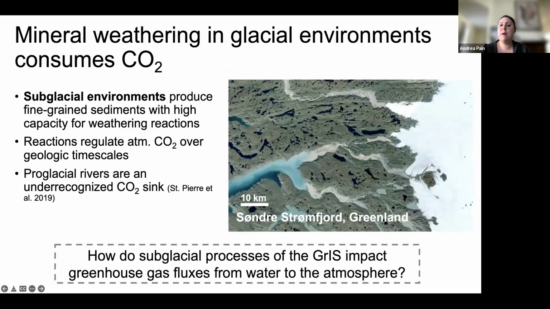Another factor we need to think about when we're talking about glacial environments, however, is the dynamics of inorganic reactions. So glaciers produce a lot of fine-grained sediment due to physical erosion mechanisms under the glaciers. And these mineral surfaces have a really high capacity to participate in mineral weathering reactions. So the typical thought, or the classical view of these glacial systems is that all of these mineral weathering reactions result in the consumption of CO2.